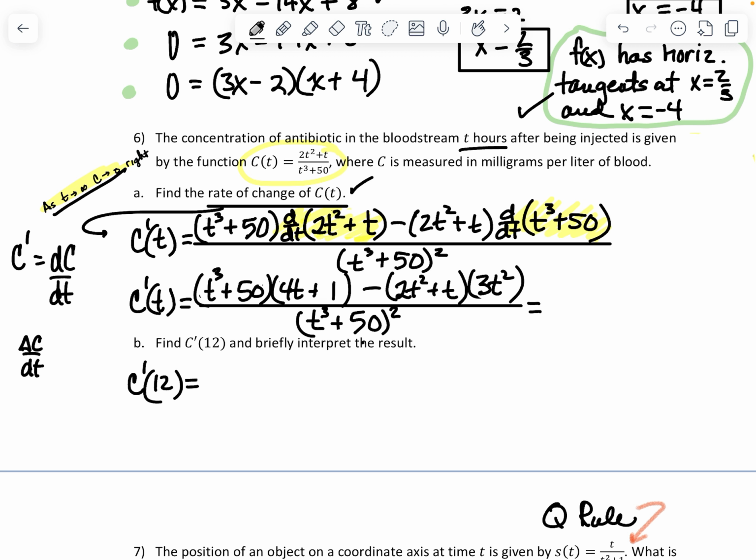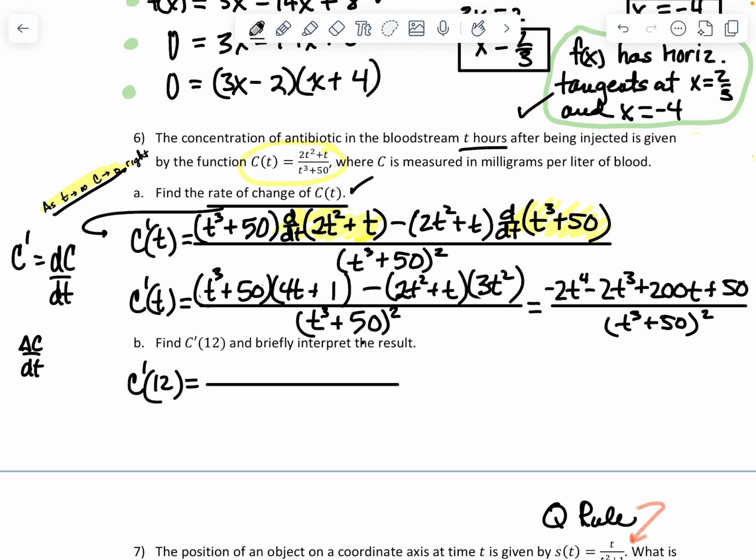I'm going to give you the simplified version for this after it's multiplied through. This is what I get: negative 2t to the 4th minus 2t cubed plus 200t, and then that's going to be plus 50, and that's all over the quantity t cubed plus 50, and that's squared. So we want to find this C prime of 12 and then interpret the result of this thing.